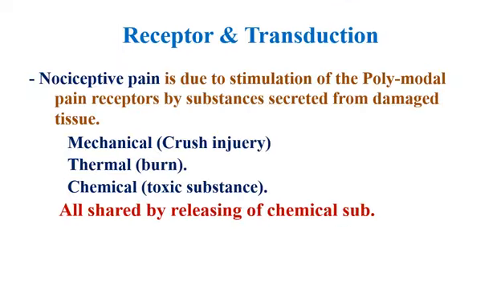So the receptor and transduction of the nociceptive pain is due to the stimulation of the polymodal pain receptors by substances secreted from the damaged tissue. As we said, this could be mechanical, thermal, or even chemical activation. All these activations share the release of chemical substances at the level of the receptor that will lead to the initiation of action potential.